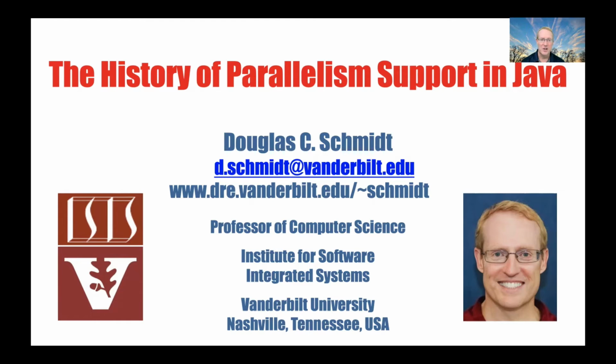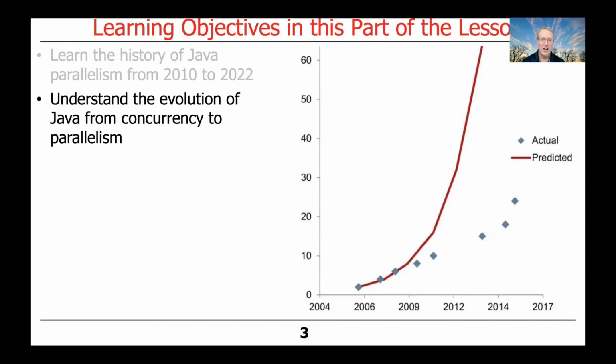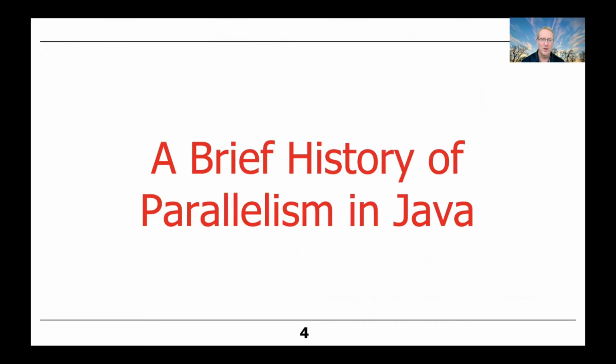Welcome to the next lesson, which covers the history of parallelism support in Java. In this lesson, you'll learn the history of Java parallelism from roughly 2010 to 2022. You'll also get a chance to understand the evolution of Java from its initial support on concurrency and concurrent programming to its more recent support for parallelism and parallel programming.